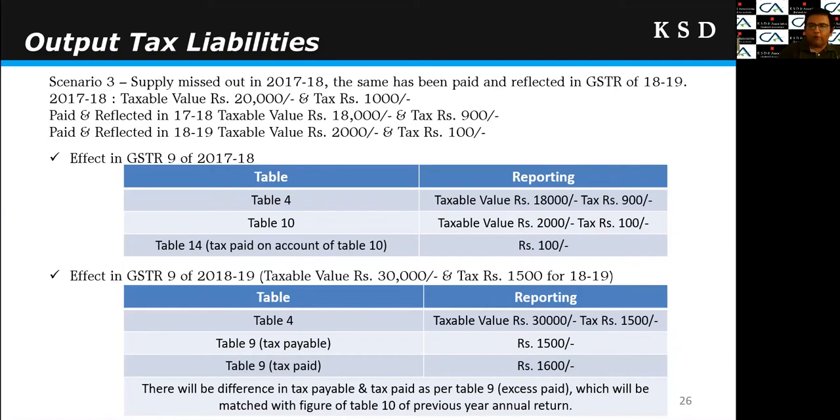So table 4 will report a taxable value of 30,000 and tax of rupees 1500 only, right? Even though I have reported in 3B a turnover of rupees 2000 additional, so it becomes 32,000 turnover, 30,000 plus 2000. But in table 4, it will be reflected only as 30,000 turnover and 1500 tax liability.